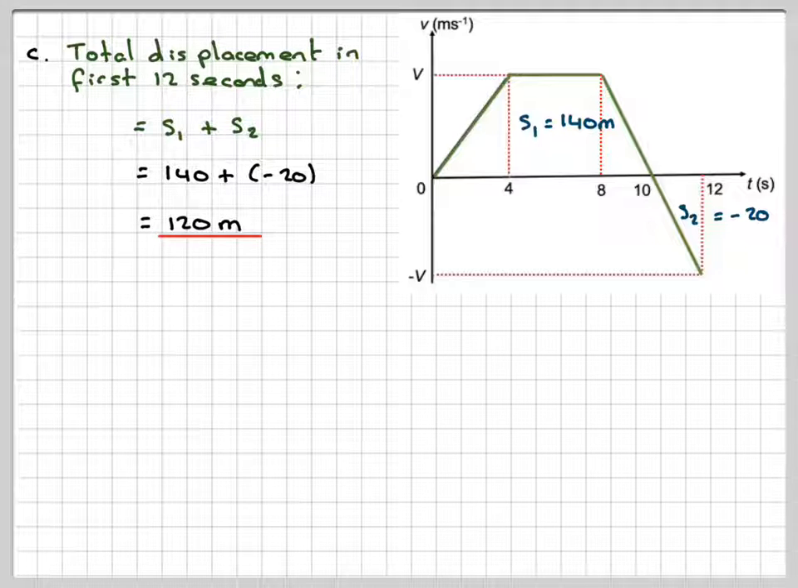Okay, I hope you've understood. This has been a video to show you how to find distance and displacement from a velocity-time graph.